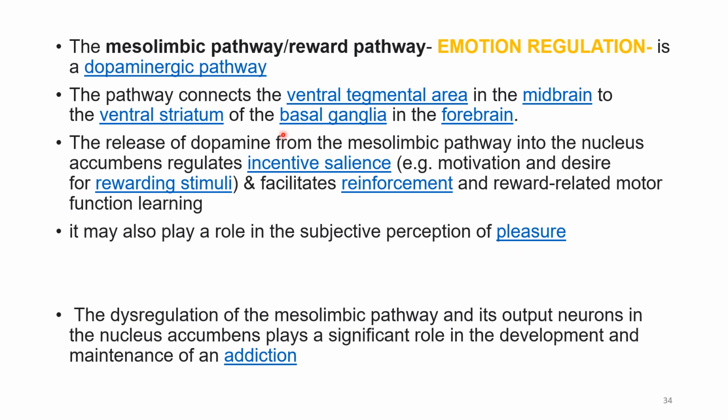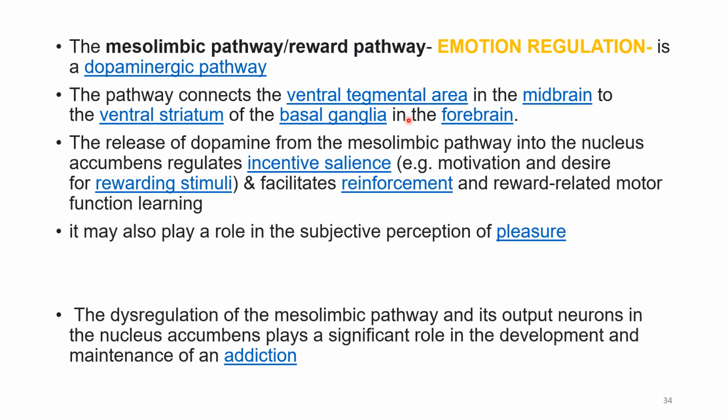Here, a word about the mesolimbic pathway. It is also called the reward pathway. It is related to emotion regulation. You already know that the neurotransmitter which is released is dopamine. These two areas are connected to the limbic system and the ventral tegmental area. The ventral tegmental area carries dopaminergic neurons via the mesolimbic pathway. It is important for regulation of the emotions.